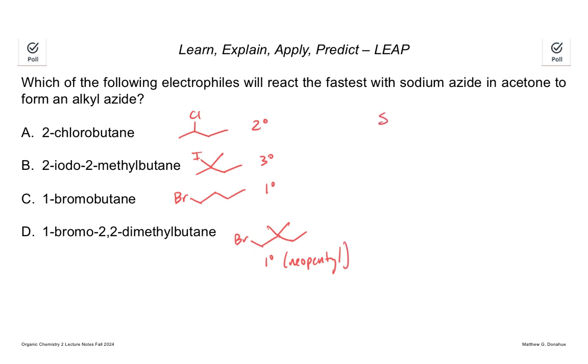So remember, for SN2, the rate trend was methyl greater than primary, greater than secondary, and tertiary is essentially unreactive. So comparing these, we see that the 1-bromobutane is primary, so that's going to react the fastest. And then actually choice B, which is tertiary, and D, which is neopentyl, will not react at all under these conditions.